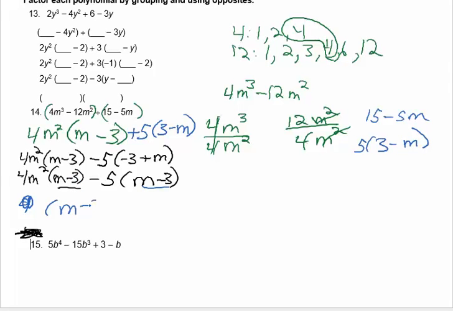So that will be one of my factors, m minus 3. And the other set of factors will be what's left after I factor out the m minus 3, which is the 4m squared and the minus 5. And that's about as hard as these will get when you have to kind of force the match there.